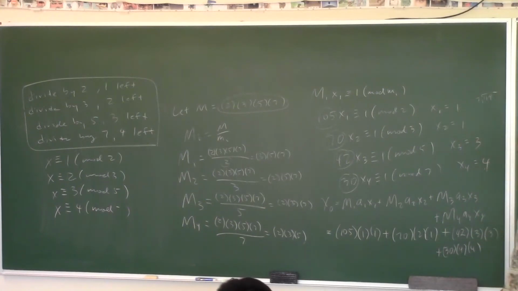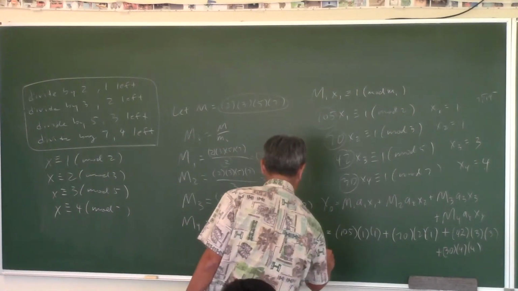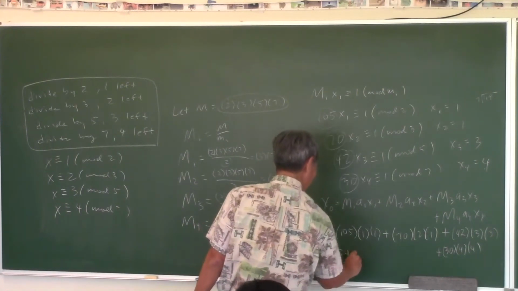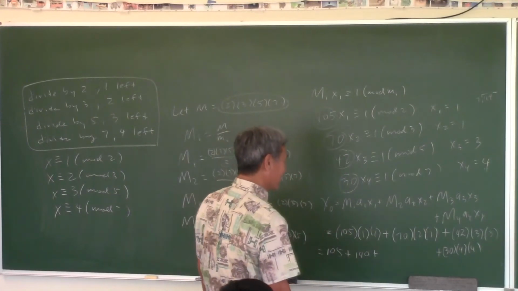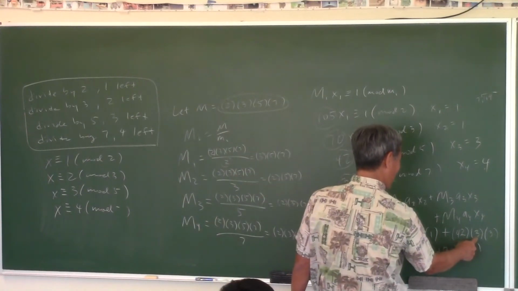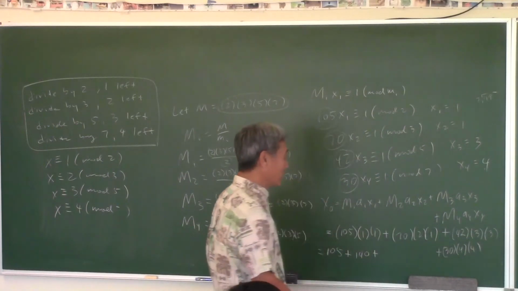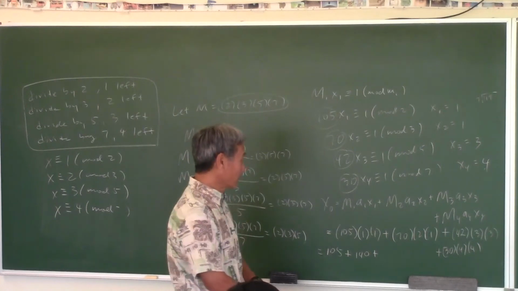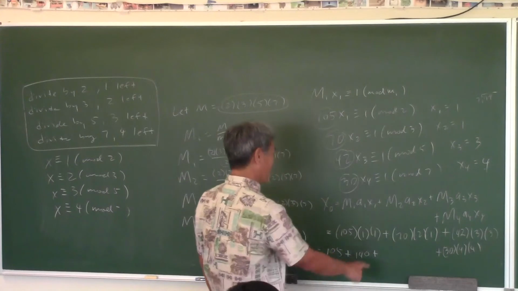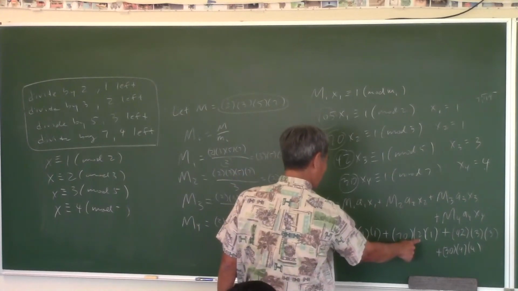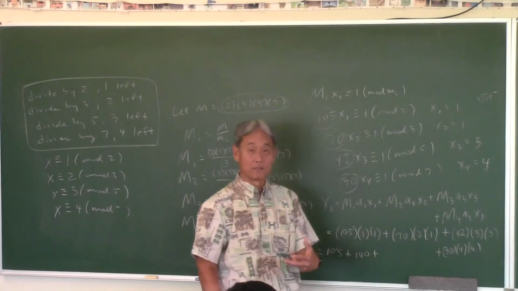Okay, now we need to compute this number. The first one is 105. The second one is 70 times 2, which is 140. Plus 42 times 9. What's 42 times 9? 378.